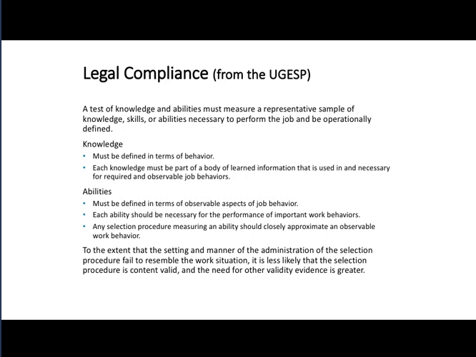Abilities are defined in terms of observable aspects of job behavior. So I have a knowledge, and then my abilities oftentimes represent that knowledge. Each ability should be necessary for the performance of important work behaviors, and any selection procedure measuring an ability should closely approximate an observable work behavior. And so again, if you're measuring an ability, we don't want to be measuring obscure abilities. We want to measure an ability that we know someone has to demonstrate on the job. And the closer that we can get to that, the more fair the system feels.